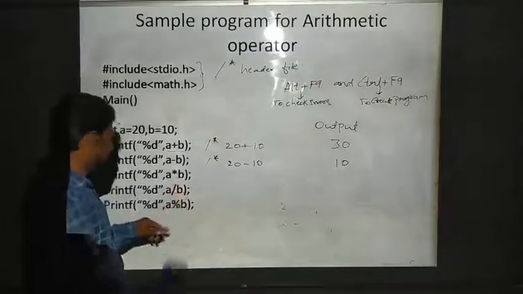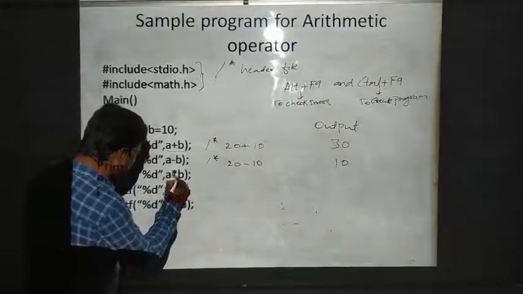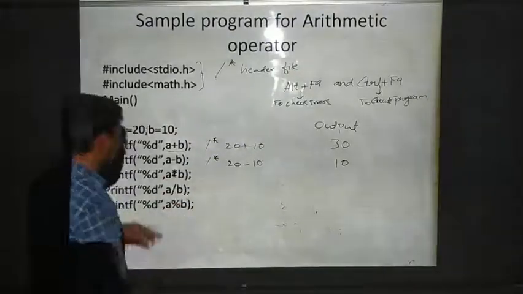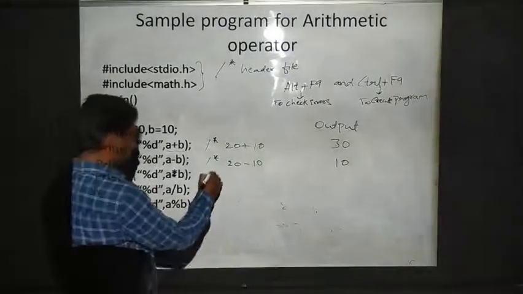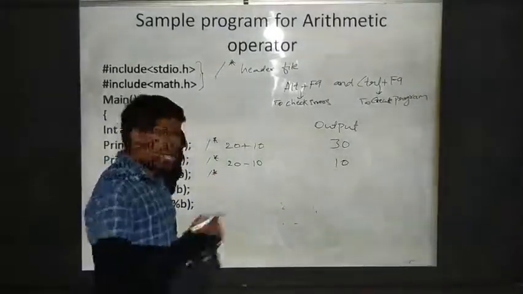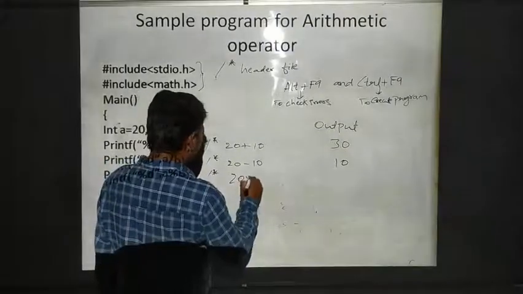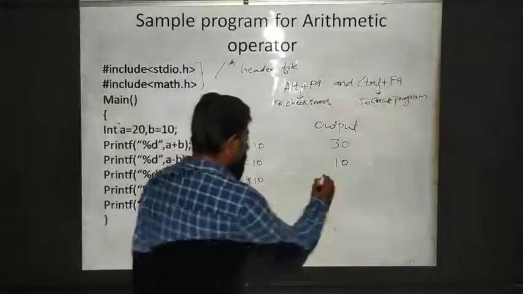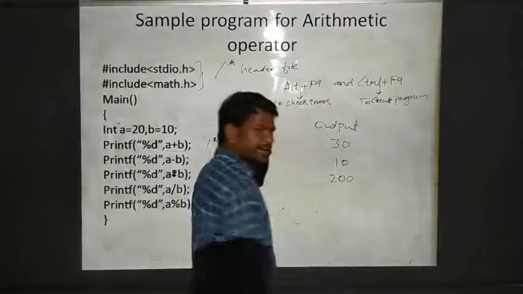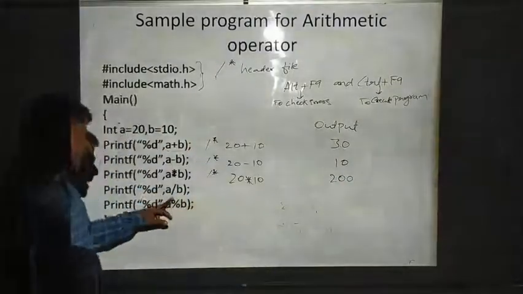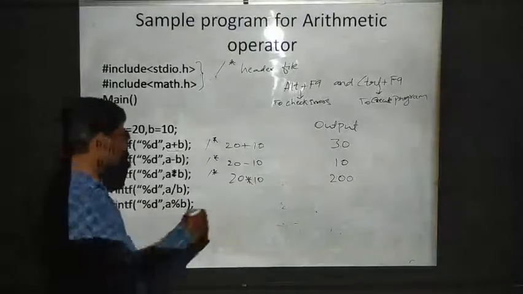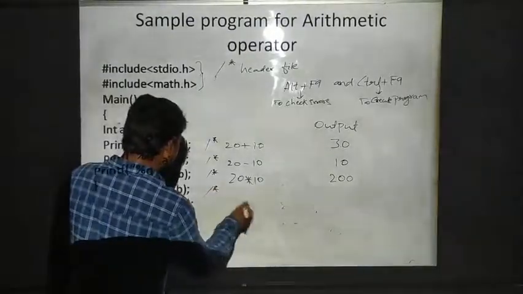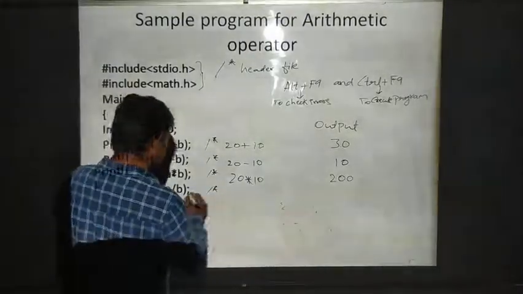And this is A star B. Star should be in the middle. A star B means multiplication, arithmetic multiplication. 20 into 10, what is the output we will get? 200. Next, A divided by B means division, arithmetic division.